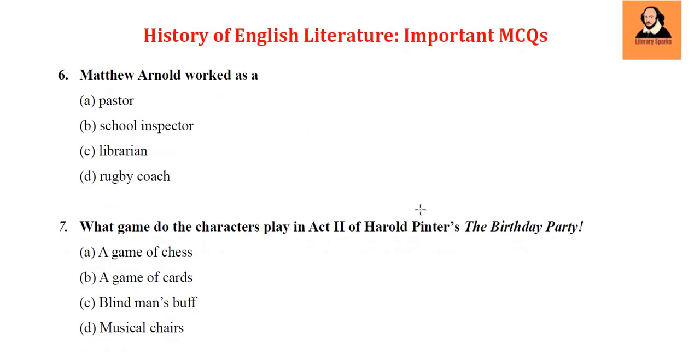Next question: Matthew Arnold worked as a... So Matthew Arnold, we know he was a famous writer, but professionally সে কি করতো? A pastor, school inspector, librarian, rugby coach. So Matthew Arnold was professionally a school inspector. যেমন টি এস এলিয়ট হি ওয়ার্কড ইন এ ব্যাংক, তিনি একটা পোস্ট হোল্ড করতেন। সো দিস কাইন্ড অফ কোশ্চেন্স অলসো সামটাইমস বিকাম important. Why important?